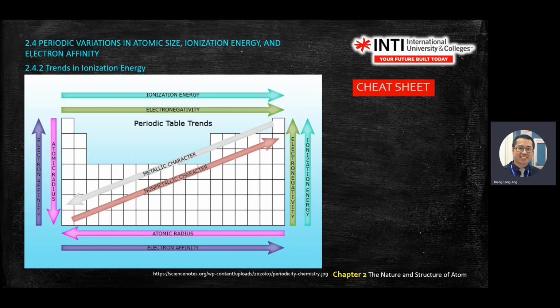Okay. This is a periodic table, which you can also find in your tutorial question number 58. So what does it mean? If you look at the periodic table, the first one is ionization energy increases. Atomic radius increases as you go down from top to bottom, the size becomes bigger.